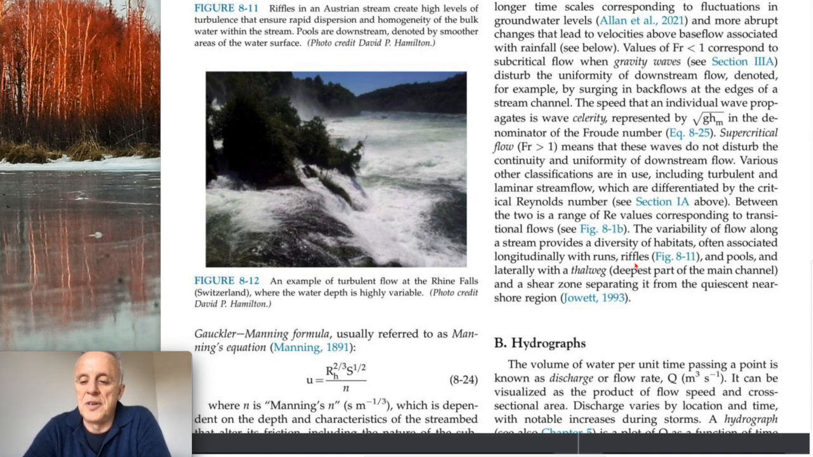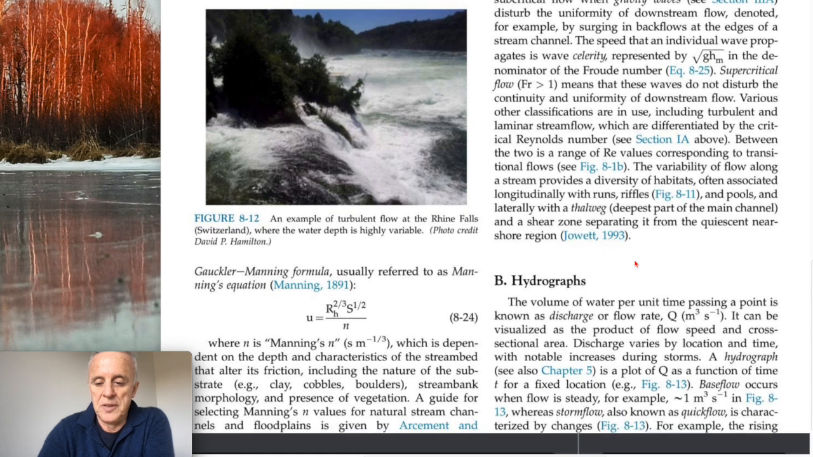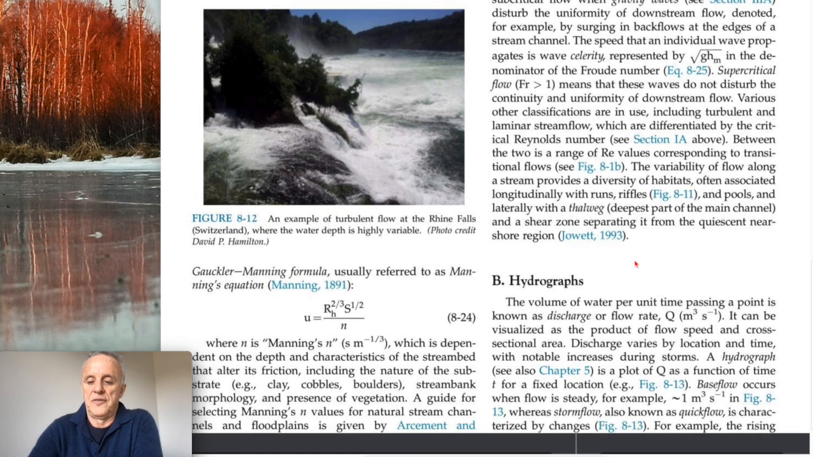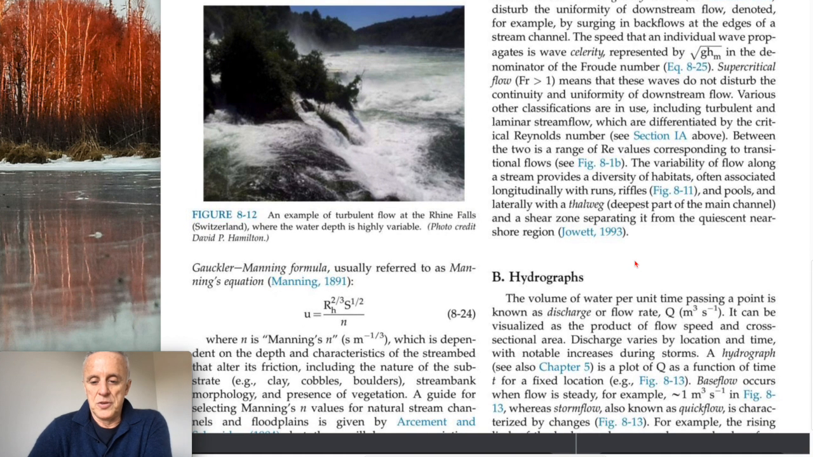Various other classifications are in use, including turbulent and laminar stream flow, which are differentiated by the critical Reynolds number. Between the two is a range of RE values corresponding to transitional flows. The variability of flow along a stream provides a diversity of habitats for animals, often associated longitudinally with runs, riffles, and pools, and laterally with the thalweg, the deepest part of the channel, the main channel, and the shear zone separating it from the quiescent nearshore region.